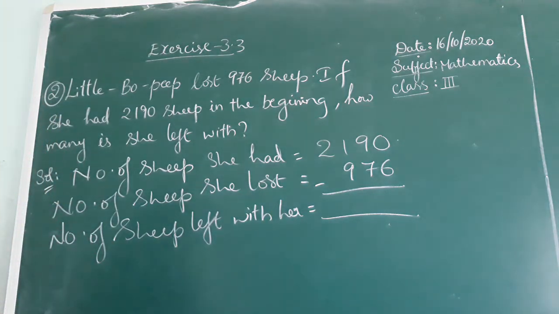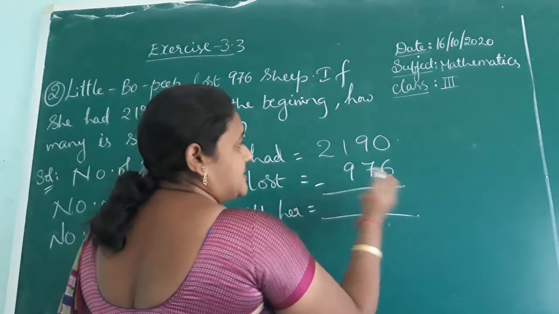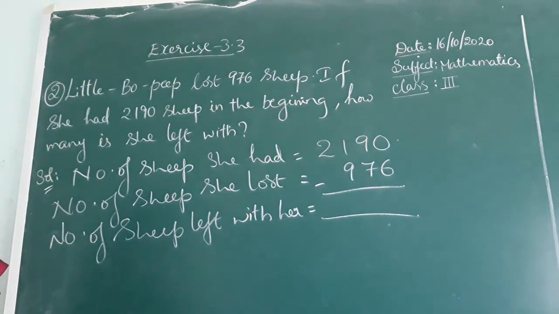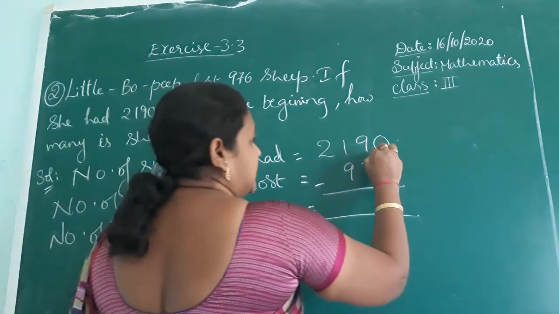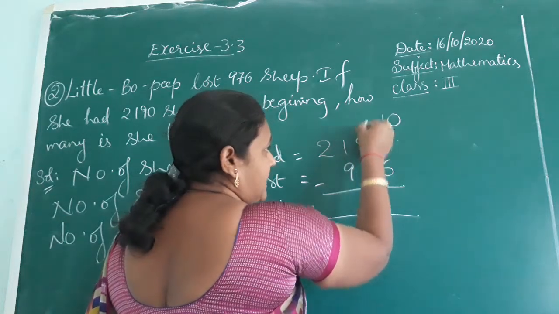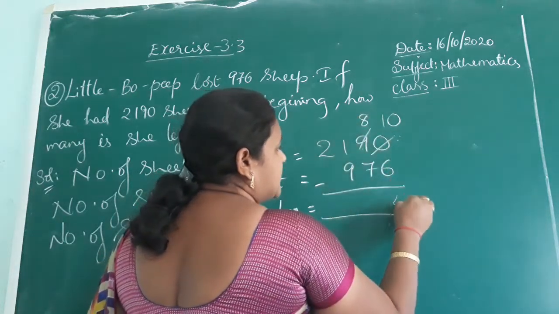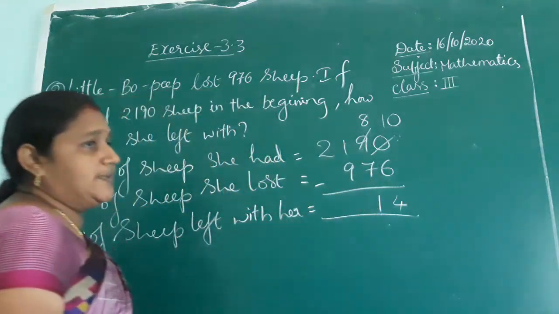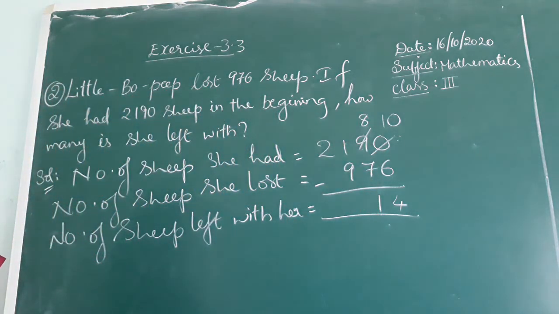That is the question. See here, 0 minus 6. Is it possible to subtract 6 from 0? No. So you have to borrow. If you borrow, it becomes 10 plus 0, 10. Now the before number becomes 1 less, 9 minus 1, 8. 10 minus 6, 4. 8 minus 7, 1. 1 minus 9, not possible. So again you have to borrow from the before number.